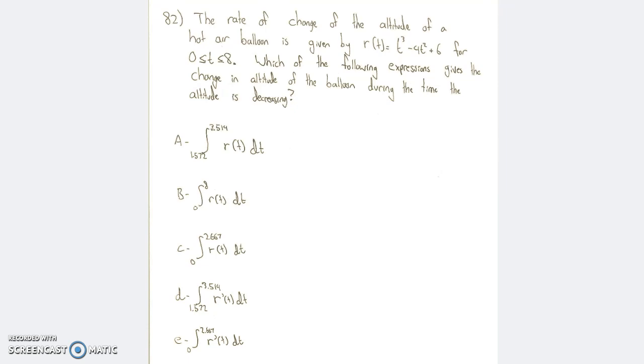If we look at our 5 possible answers, pretty much there are just 2 things that we need to figure out. 1, what are our 2 endpoints? And 2, are we using r of t or r prime of t to solve for the integral?